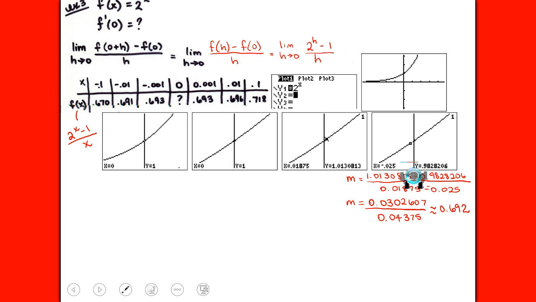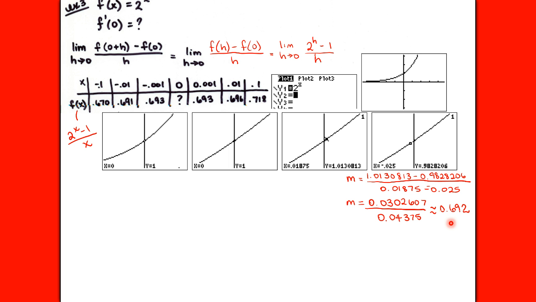So I could do y2 minus y1 over x2 minus x1, and I get an approximation for my derivative of 0.692. Now, that looks pretty good, because I got 0.693 up here, and 0.692 down here. Kind of looks like I'm on the right track. The purpose of the second part of this example is, again, to reinforce that slope of the tangent line and derivative are the same thing.